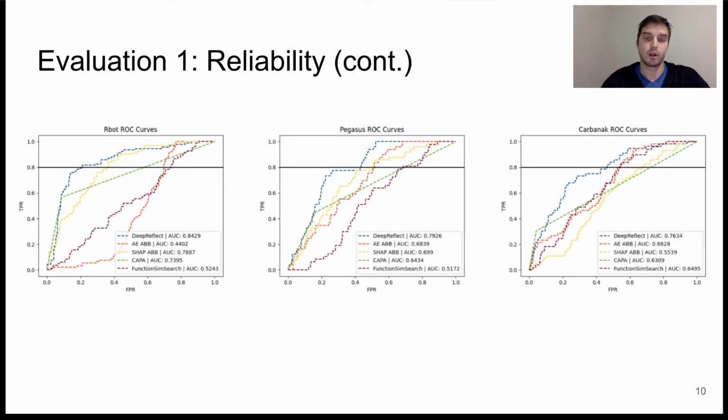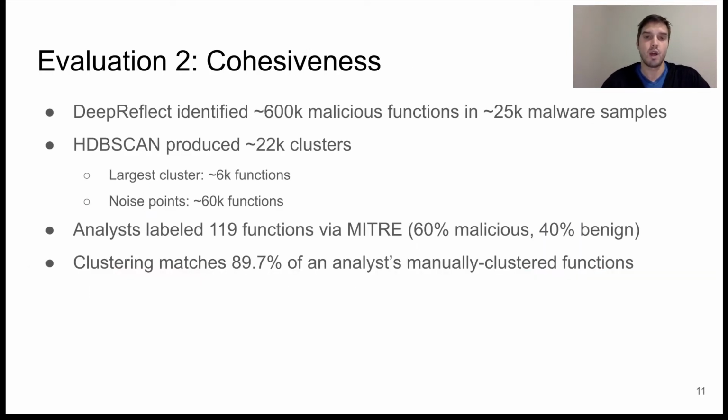Graphing the ROC curves, our tool, shown in blue, outperforms our baseline deep learning model, Kappa, and function SimSearch. On average, DeepReflect achieved an AUC value of 80%. After identifying the malicious functions, our tool needs to present them in a meaningful way to the analyst.